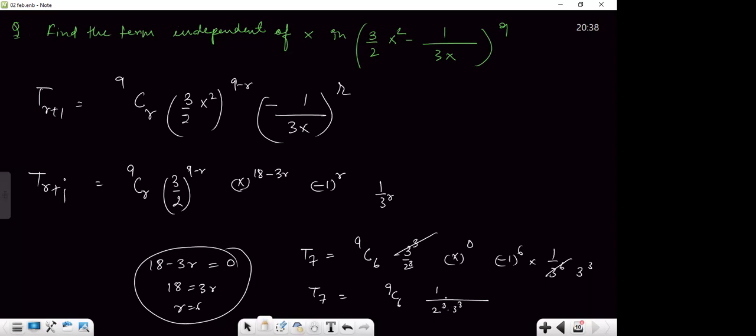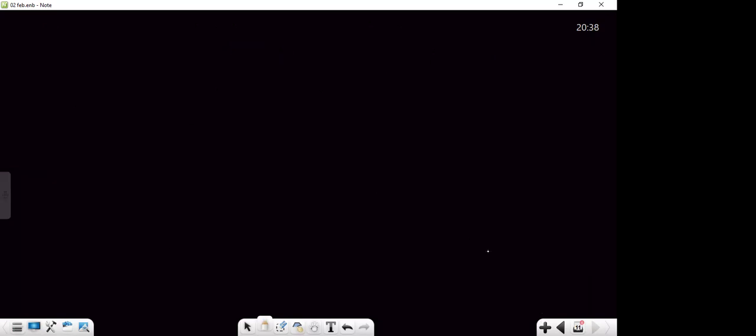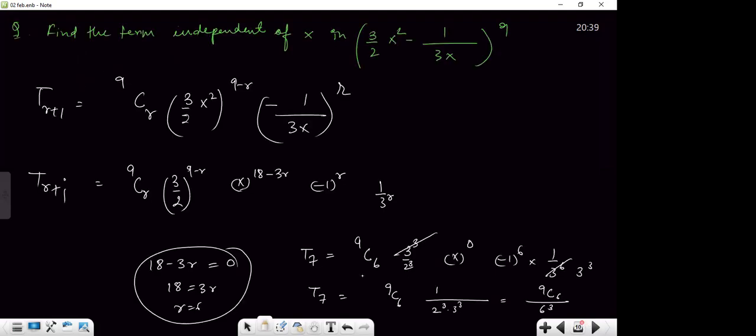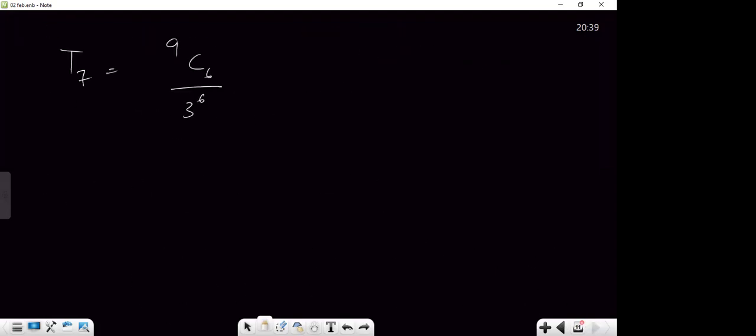Now the power is same and the base is different. The bases will get multiplied in this case. 2 into 3 becomes 6 raised to power 3, and in the numerator comes 9C6. Okay, so let's find out its value also. The term independent of x is 9C6 divided by 6 raised to power 3. Yes, 6 raised to power 3.